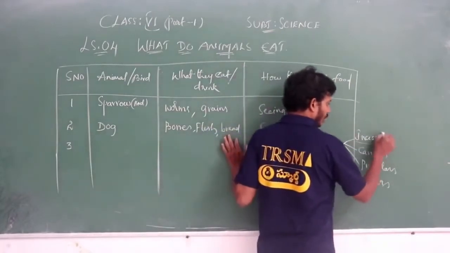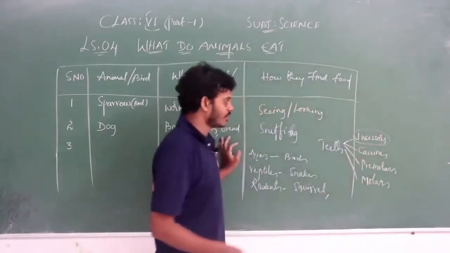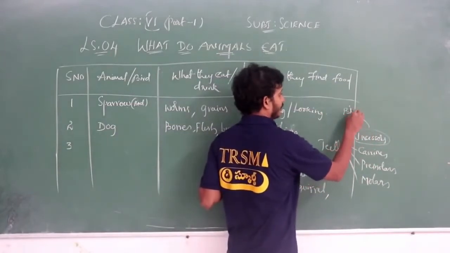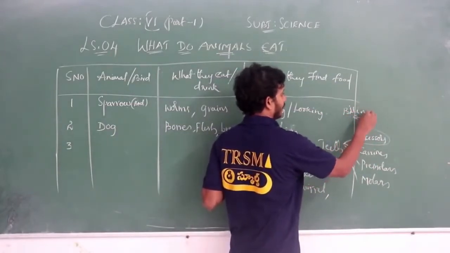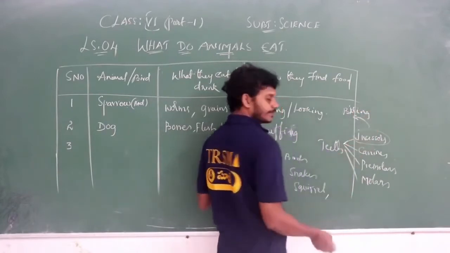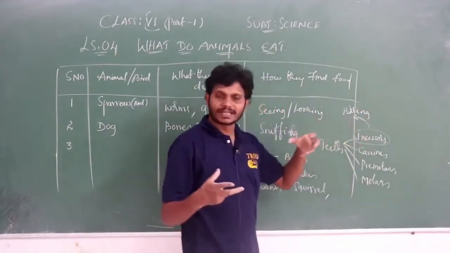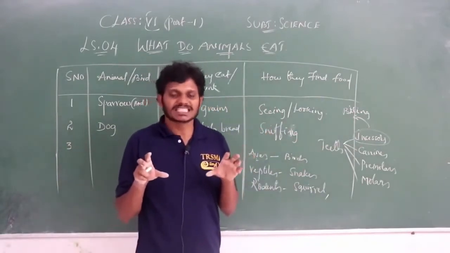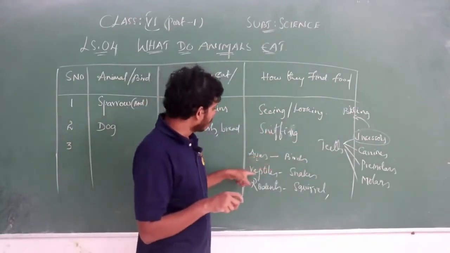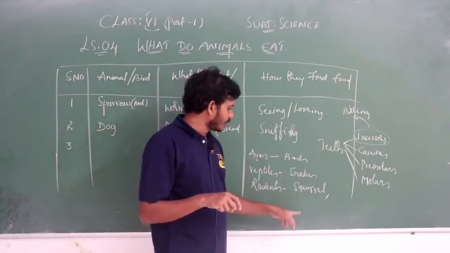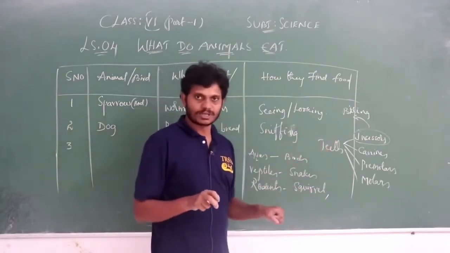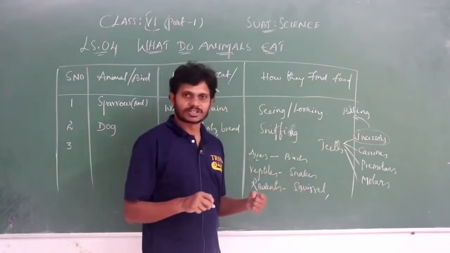Incisors, we even call them biting teeth, B-I-T-T-I-N-G. These are useful for biting and cutting the food. We bite like this. So rodents have better biting teeth, that is incisors. Incisors are well developed for this.